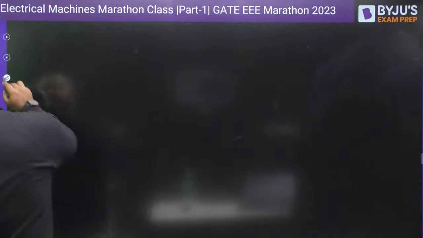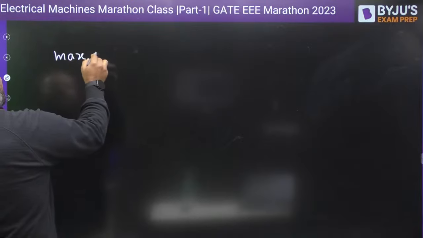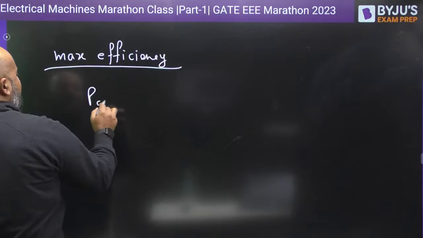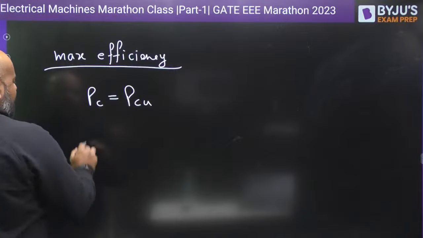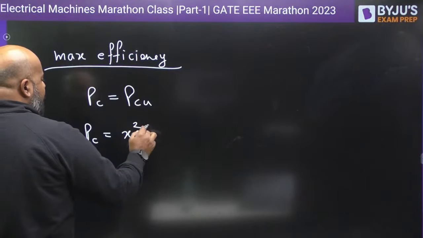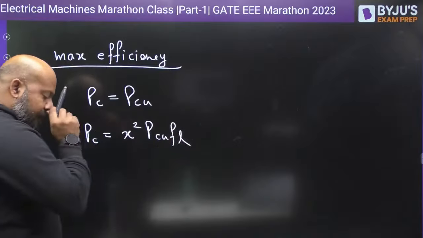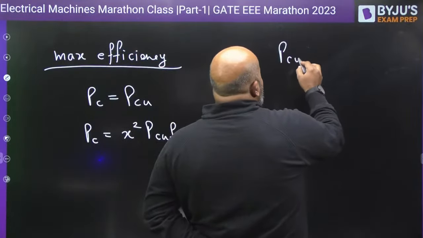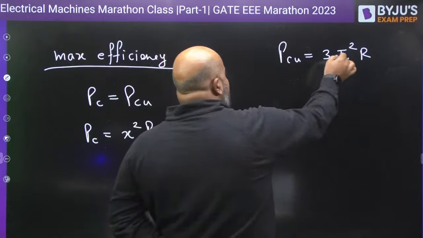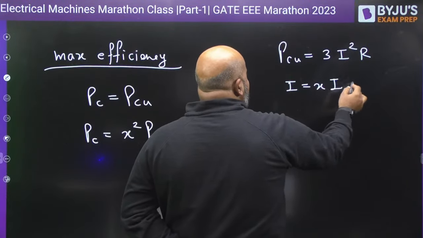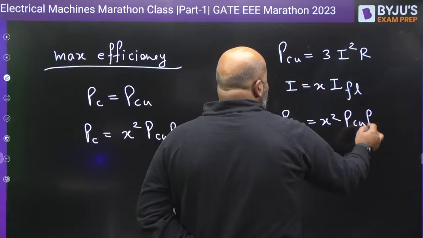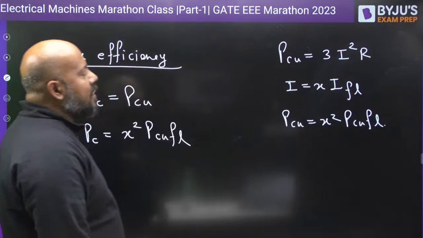So the condition for maximum efficiency, you know, is that core losses and copper losses are equal. Now core losses are constant, copper losses are going to be, listen very carefully, X square times PCUFL. Why? Because copper losses you are writing as 3 times I square R. Now this I is X times I full load. So if you put it, the copper loss becomes X square times PCUFL, where PCUFL is 3 times I full load square into R.